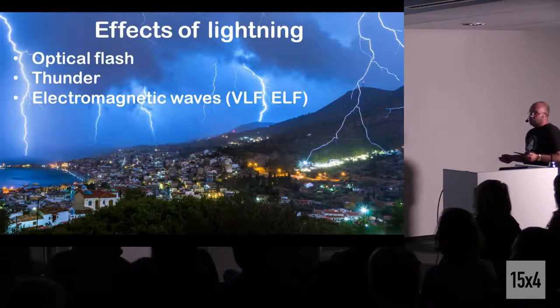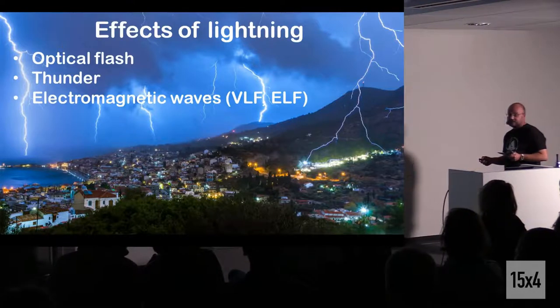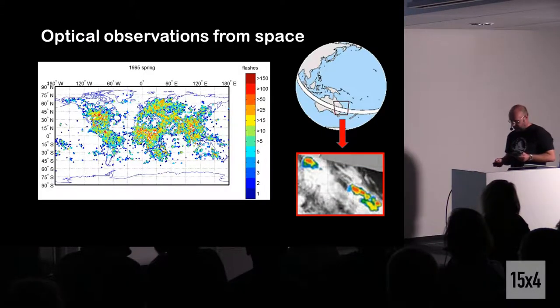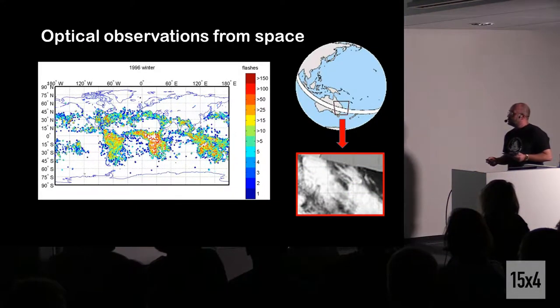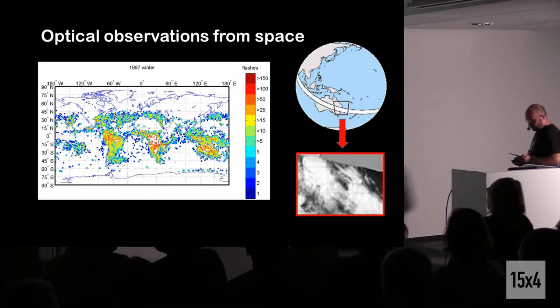Lightning produces not only ordinary optical emission, but also electromagnetic waves in different ranges: very low frequency radiation, extremely low frequency radiation. All of this emission can be used to diagnose the lightning. But we'll start with ordinary optical observations.